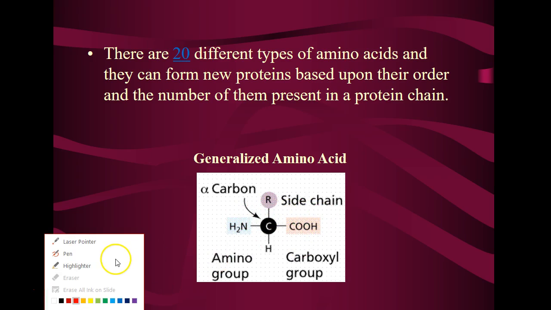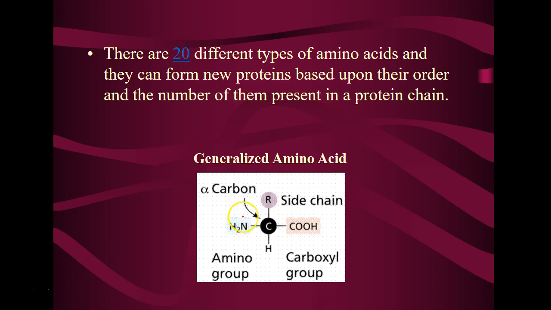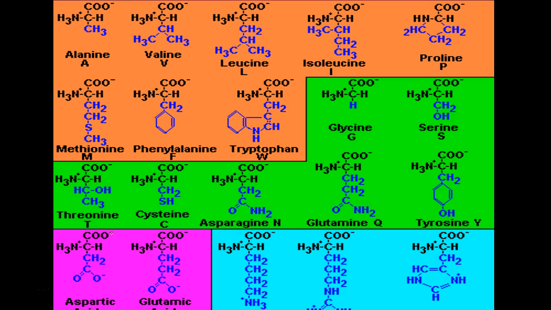so this here, let me draw it for you. Every amino acid has that shape that I circled. The only difference is this. And I'll show you examples here in a second. But there are 20 different types. So let's go to the next one.